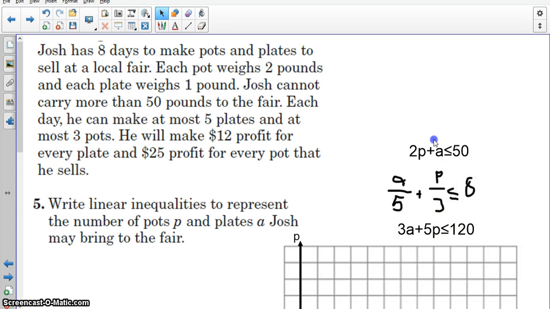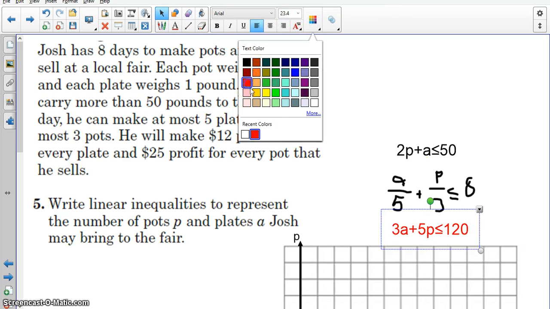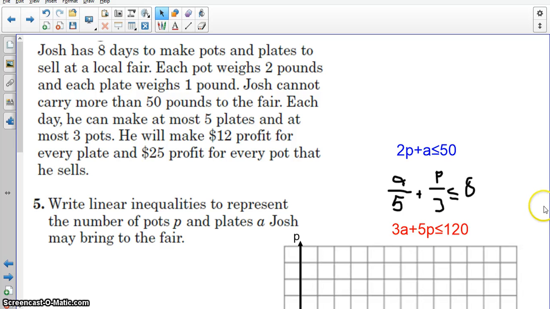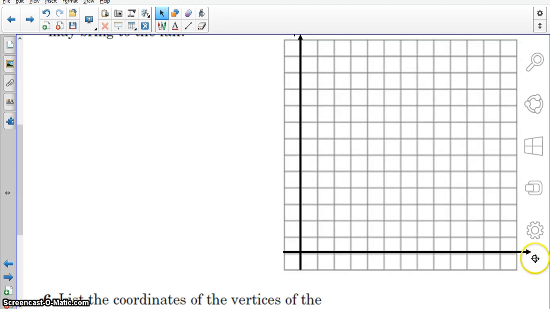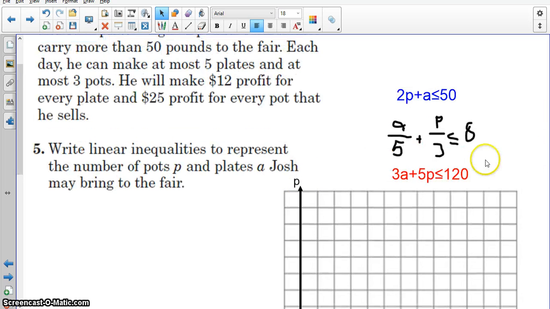So these are the two lines that you have to graph. Let me color coordinate it. You should pause this and graph these 2 lines. I'm going to make them red and blue when I show you. I would do A on the x-axis, P on the y-axis. So solve for P. That would make it slope-intercept form. So go ahead and do that now.